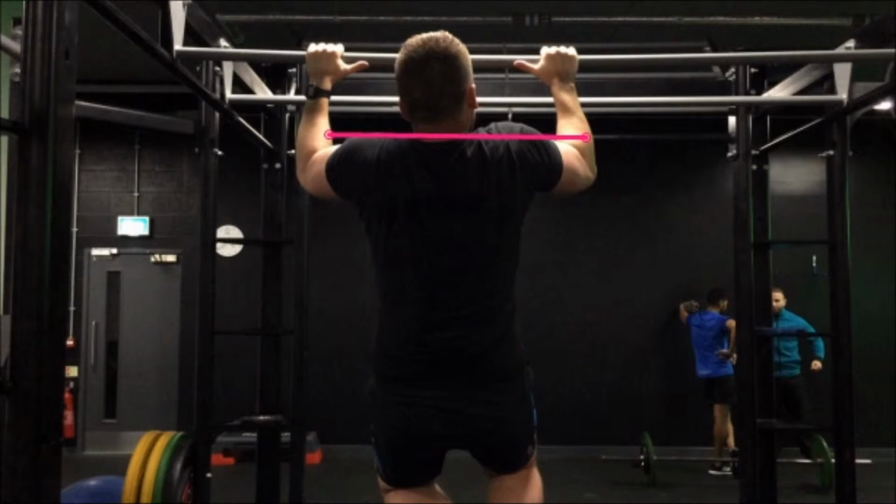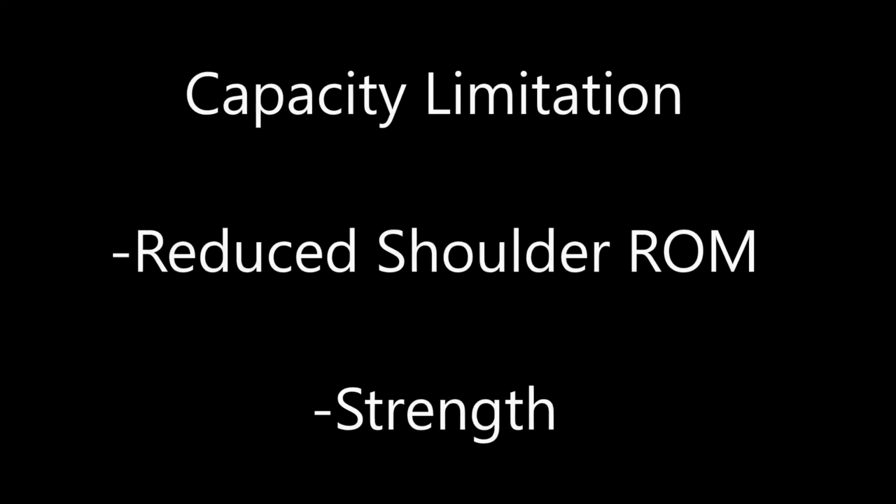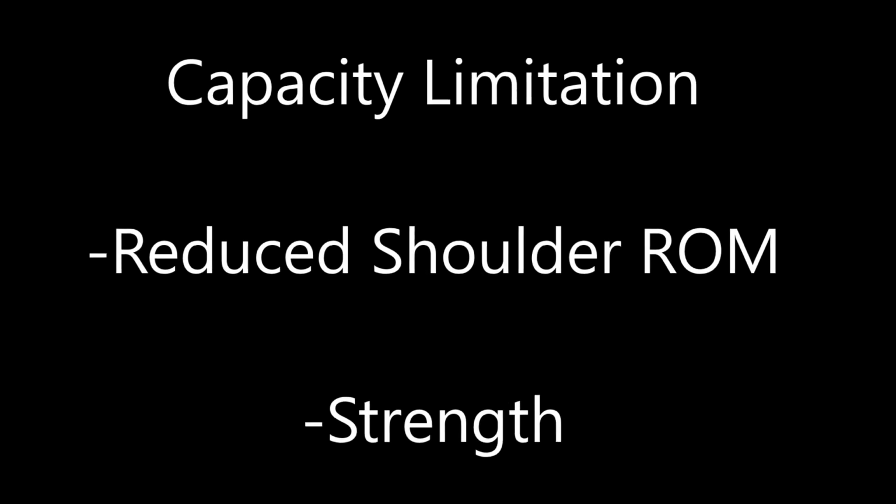This could be because of a weakness through the right shoulder and overuse of his trapezius muscles, or in this case, is likely to be because of a reduced range of movement through John's right shoulder.